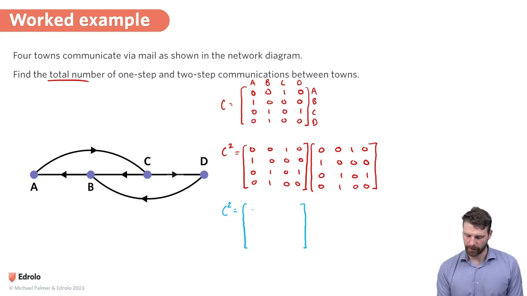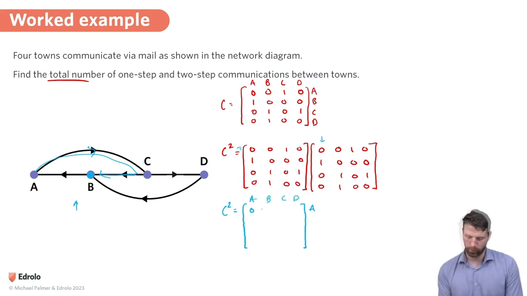So if I want this first position, then I need to look at row 1, column 1, and I can see that none of the 0s and 1s are lining up, and so I can't get a 1. So that's going to be a 0. Alternatively, you could ask yourself the same questions from the network diagram. You could say, well, what can A talk to in 2 steps? And you can see A can talk to B along this path here. And so there should be a 1 in that AB column. So let's see that we get that now.